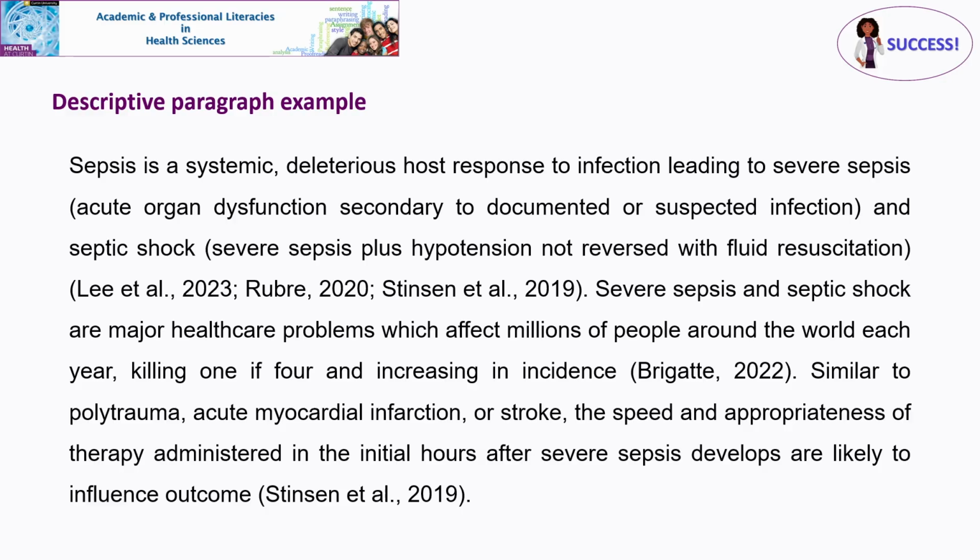And here we have an example of a descriptive paragraph. I will give you a few minutes to have a read through. Perhaps pause the video at this point.